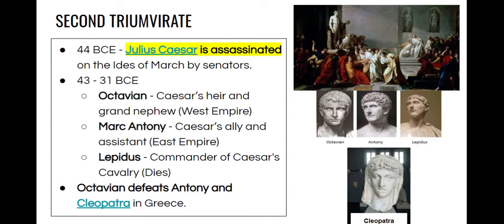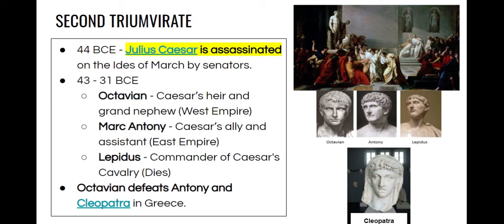They assassinate Julius Caesar on the Ides of March, and we see the second triumvirate, a group of 3, rule the Republic. The group of 3 are Octavian, Mark Antony, and Lepidus. All 3 of these are connected to Julius Caesar, both professionally and personally. Eventually, Lepidus dies, and this causes a civil war between Octavian and Mark Antony.